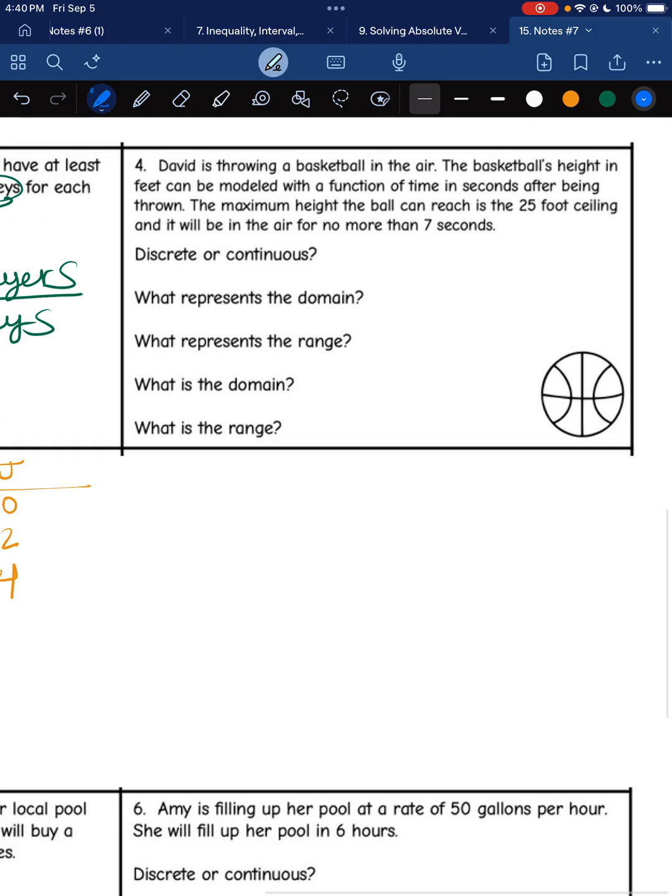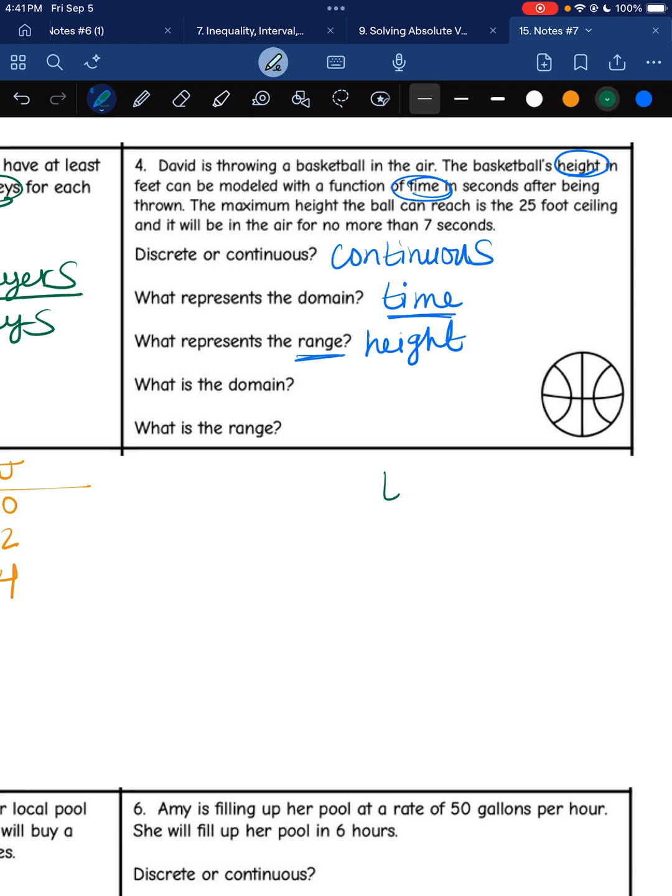Number 4, we have David is throwing a basketball. This is talking about height, and it is talking about time. You can put seconds if you want to. Sometimes these can get confusing. So the way you want to think about it is for the range, which one depends on the other one. So for this one, the height depends on the time in seconds that have passed. So the height is the range, and then time is a domain. And majority of the time will be the domain. So if you are not 100% sure, just put time as a domain. And then time in seconds, we can have decimals. It can be 1.3 seconds. So this is going to be continuous.